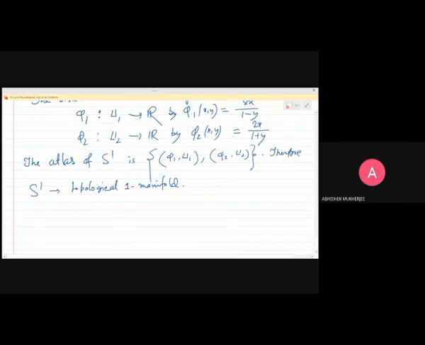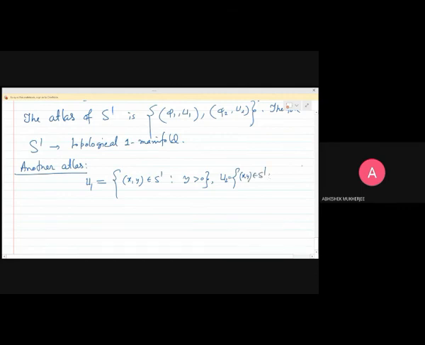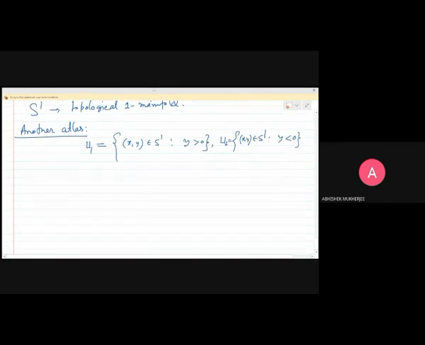Also, you can define another atlas. Suppose the coordinate neighborhoods are defined as U1, the set of (x,y) in S1 such that y is greater than 0; U2, the set of (x,y) in S1 such that y is less than 0; U3, the set of (x,y) in S1 such that x is less than 0; and U4, the set of (x,y) in S1 such that x is greater than 0.